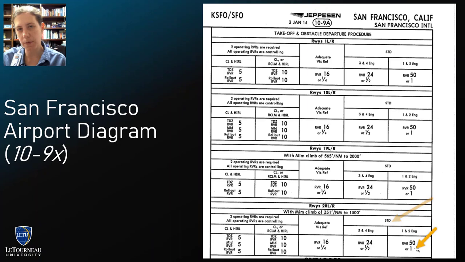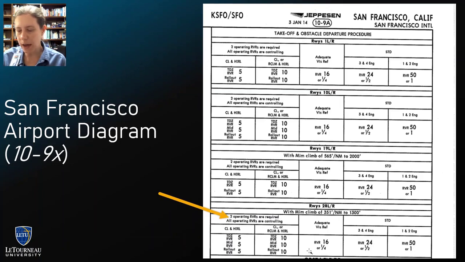It's RVR 5000 or 1 mile. It's from 91-175. We still see the adequate visual reference available. Okay, again, remember this is all if our airplane can climb at 351 feet per nautical mile to 1300 feet MSL.